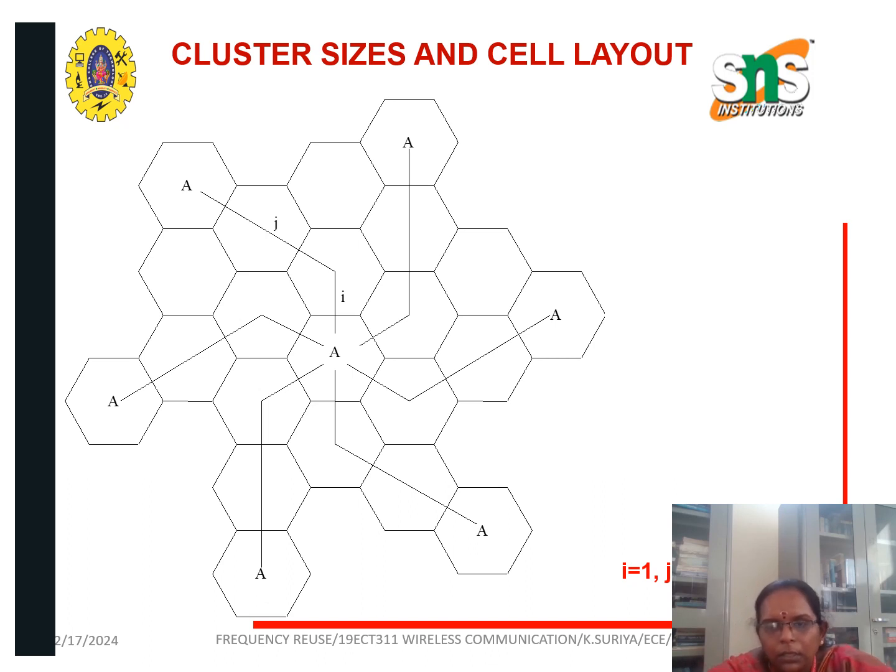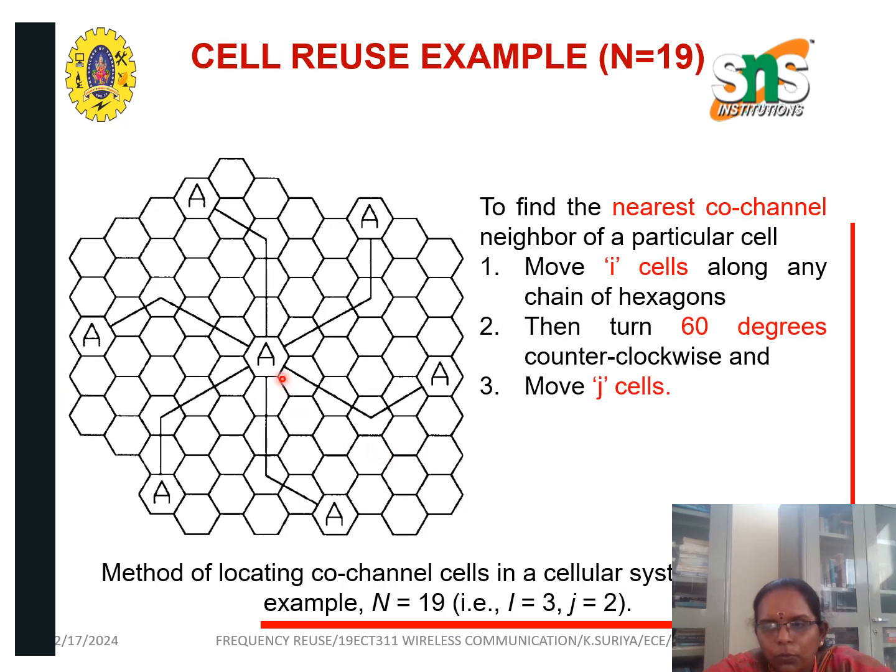So this is a diagram which shows how you can reuse the frequency. What you will do here is move i cells along any chain of the hexagon. Consider this one, where i is equal to 3 and j is equal to 2, so that N is equal to 19. So you are moving 3 cells: 1, 2, 3. The next step is to turn 60 degrees in the counterclockwise direction and move j cells. j is 2: 1, 2. So move i cells along the direction, turn 60 degrees anti-clockwise and move j cells. So this is how the frequency reuse pattern is followed.